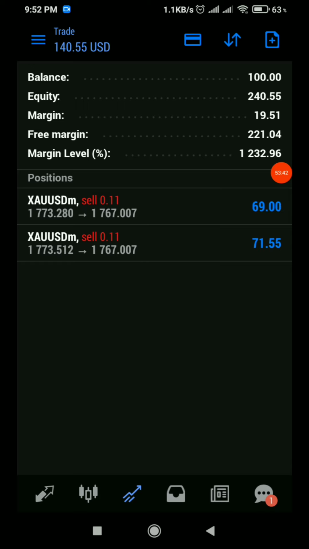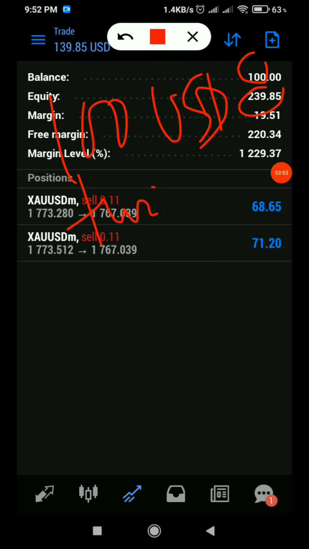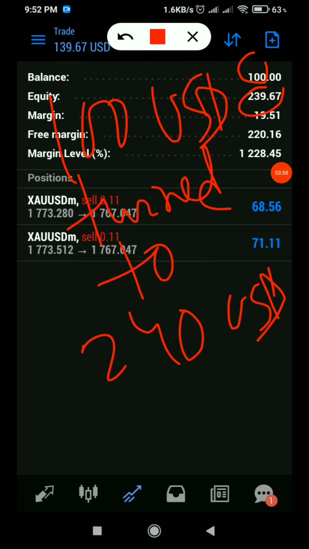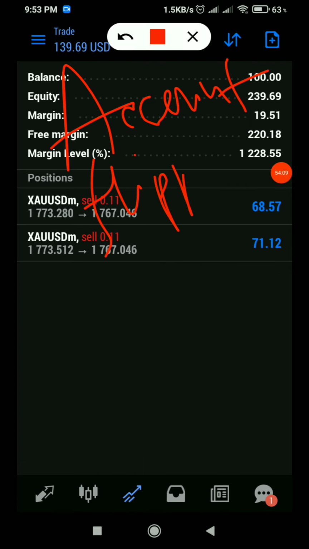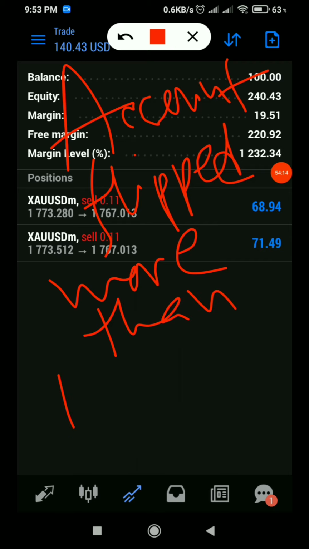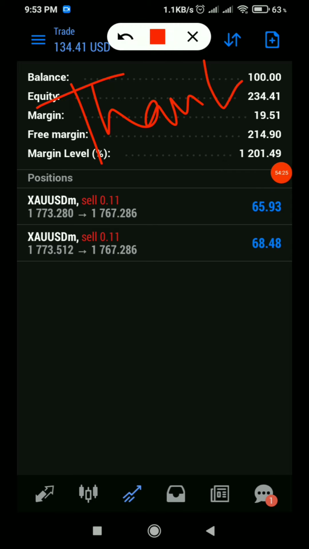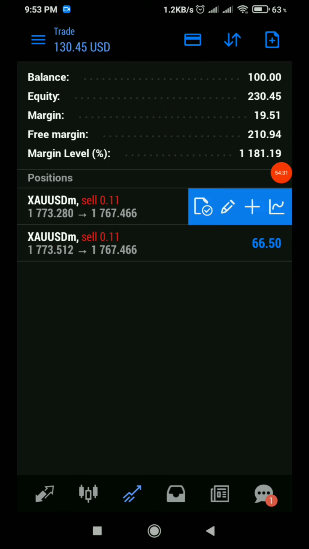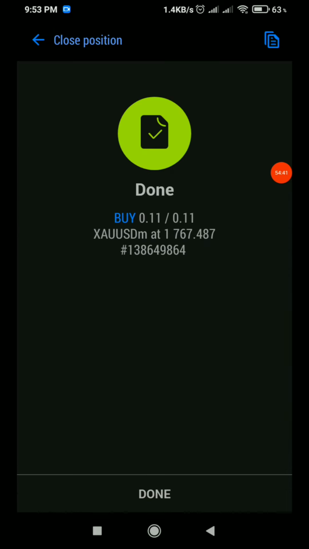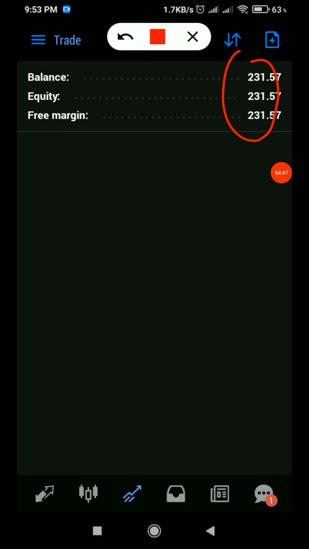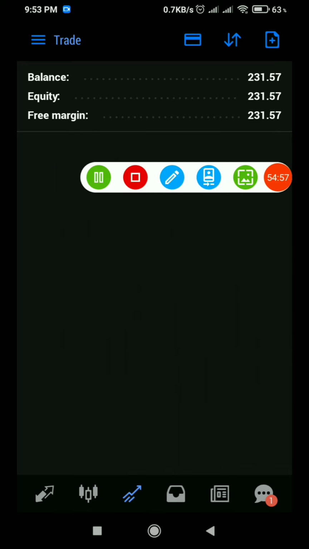And here is our profit right now. It is $240. So $100 turned to $200, that is more than 100%. I can flip. That is a very, very profitable strategy. So thank you guys. I'm now taking profit. All the profit taken, I booked all the profit, so it is now $230. 100 to 230, that is a huge gain.